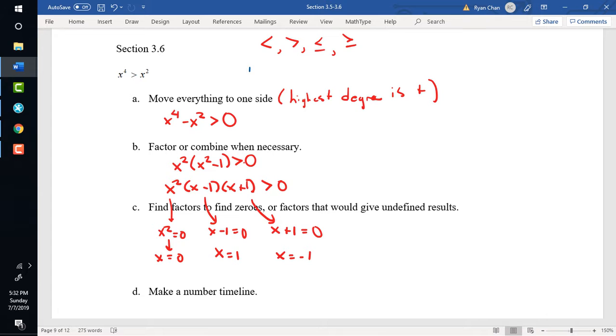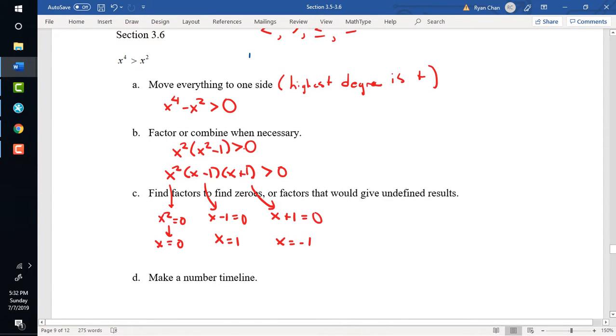Okay. Technically, I have 4 zeros, but if you notice, when I have x equals 0, I have a multiplicity of 2. So if I have duplicates, I generally don't care about this when it comes to inequalities. Okay. So let's talk about the following right here. So what's the point in finding all these x values?